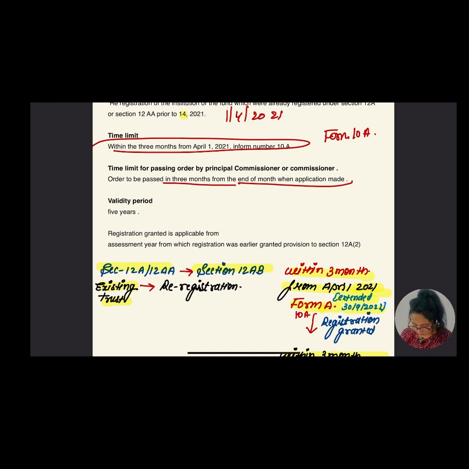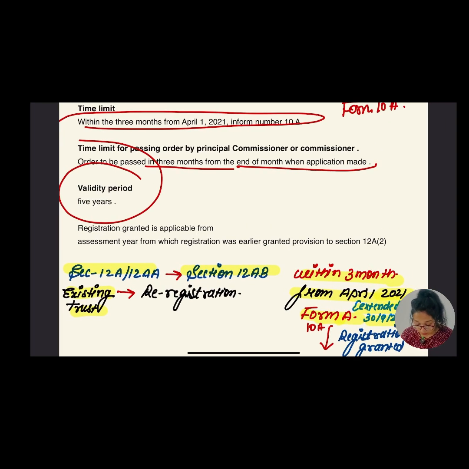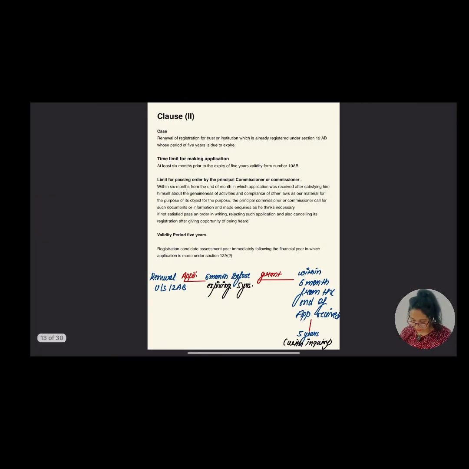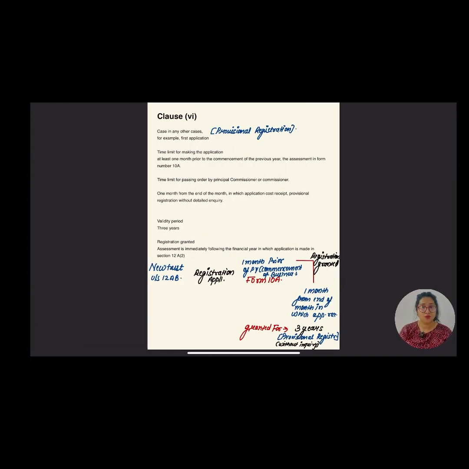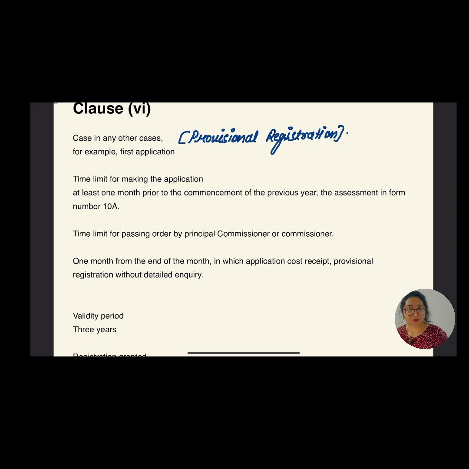Form number 10A. And the validity period is for how much time? 5 years. Registration granted is applicable from the assessment year from which registration was earlier granted, provision to section 12A. So the registration will continue from that time period. Let's go for the next part, the first provisional registration. The first was the case of re-registration if the trust was already registered under section 12A and 12AA.